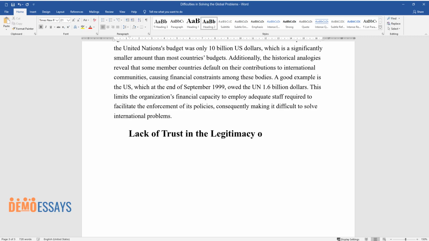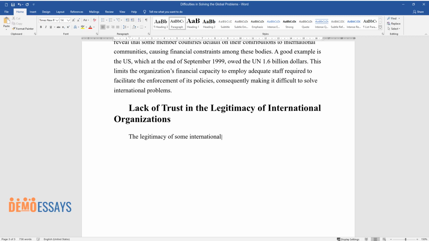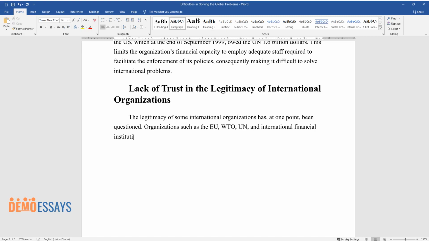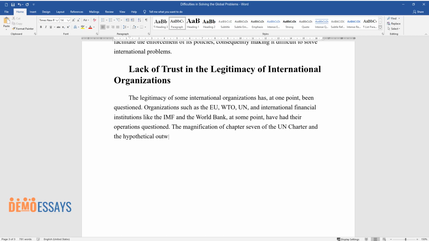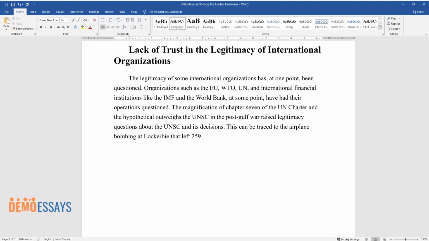Lack of trust in the legitimacy of international organizations. The legitimacy of some international organizations has, at one point, been questioned. Organizations such as the EU, WTO, UN, and international financial institutions like the IMF and the World Bank, at some point, have had their operations questioned. The magnification of Chapter 7 of the UN Charter and the hypothetical outweighs the UNSC in the post-Gulf War raised legitimacy questions about the UNSC and its decisions. This can be traced to the airplane bombing at Lockerbie that left 259 passengers dead.